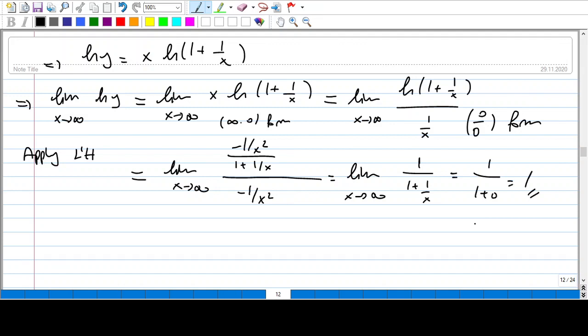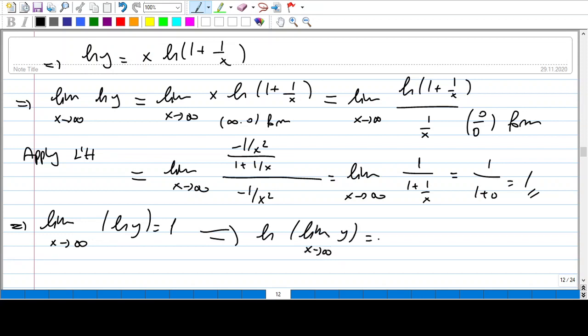But this is not the answer, pay attention. Indeed, we have the limit as x goes to infinity of ln y equal to 1, which implies that ln of the limit as x goes to infinity of y is equal to 1. So ln of a function equal to 1 means that the limit as x goes to infinity of y is equal to e to the power 1.